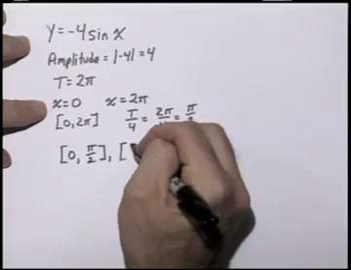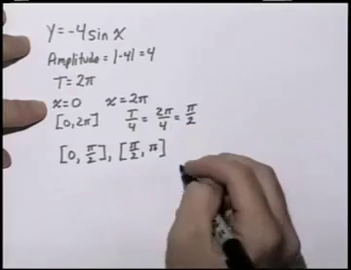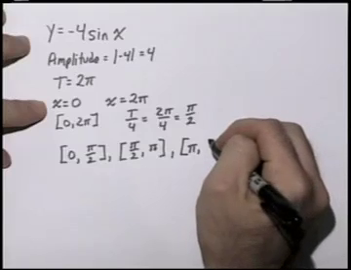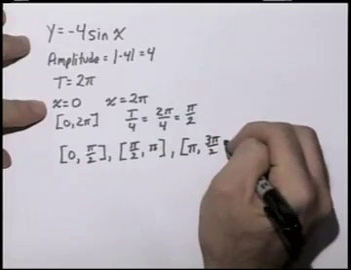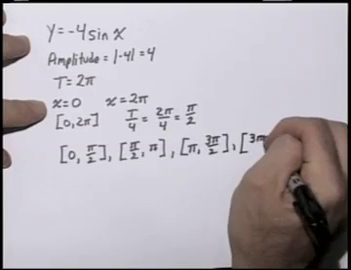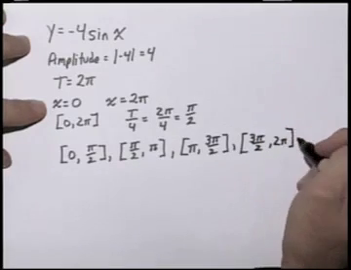My next subinterval begins at x is pi over 2 and ends at pi. My next subinterval begins at pi and ends at 3 pi over 2. And my last subinterval begins at 3 pi over 2 and ends at 2 pi.